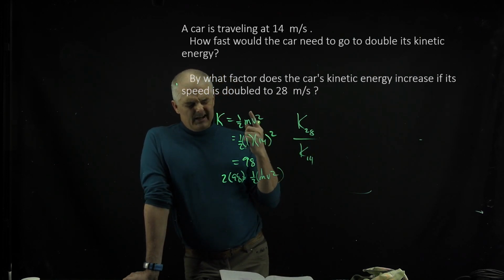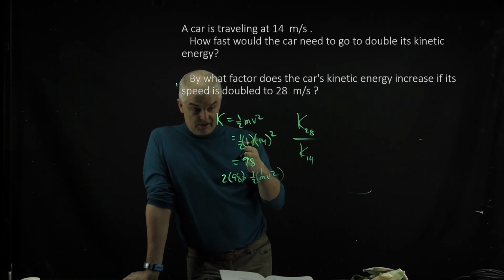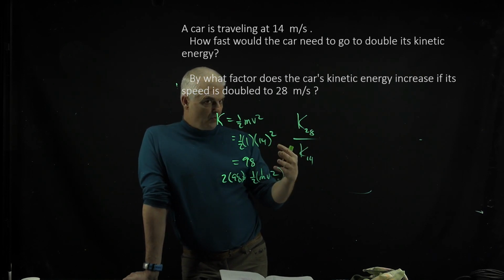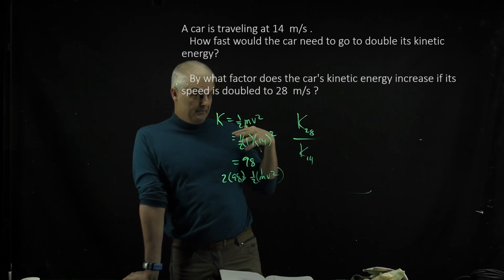But you can actually logically think this through, because if you're doubling the velocity, you're not changing the 1/2, you're not changing the mass, and it's v squared. You could probably logically figure this out without any calculator work.